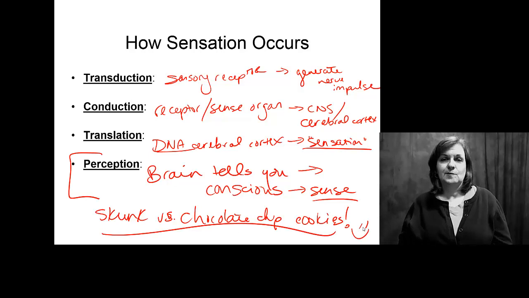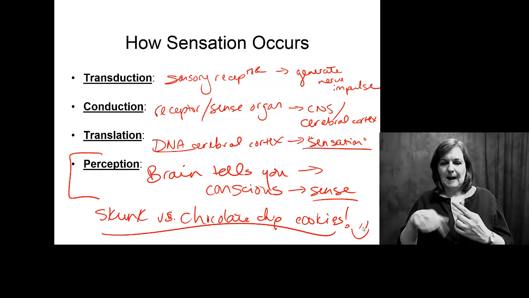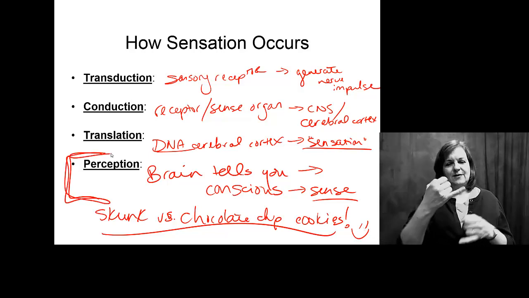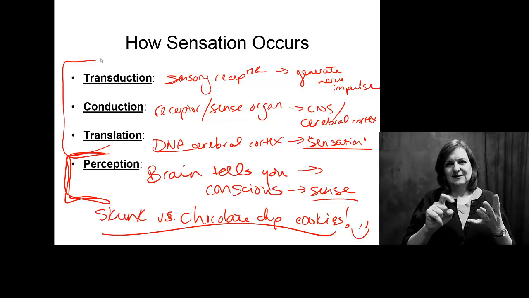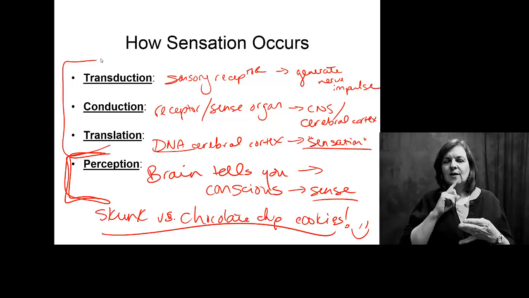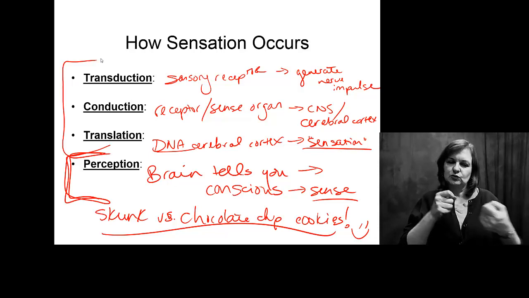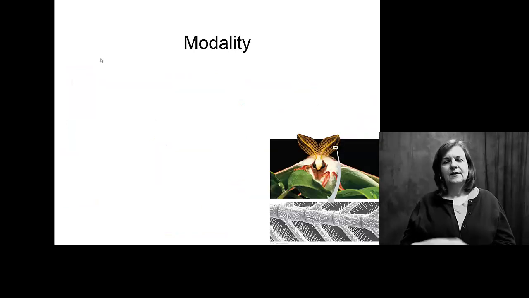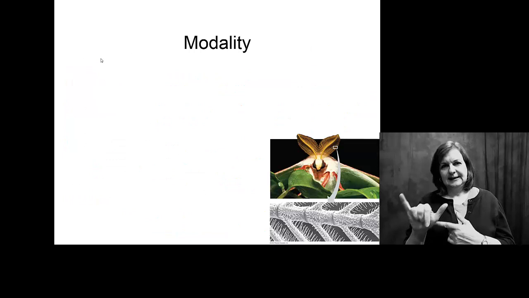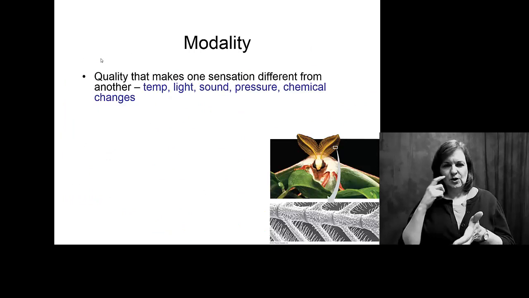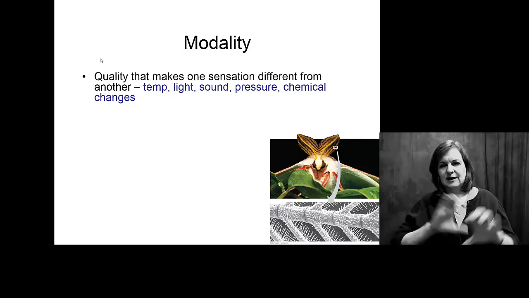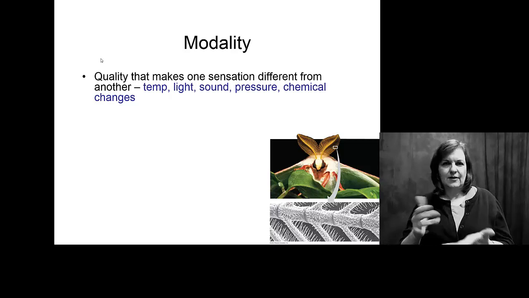But for us, we don't know anything about it as far as a conscious awareness of that stimulus until this very last step. Everything else is chemical and electrical. And what we look for is something known as modality. And modality is how we differentiate things like temperature and light and sound and chemical changes and all of this.